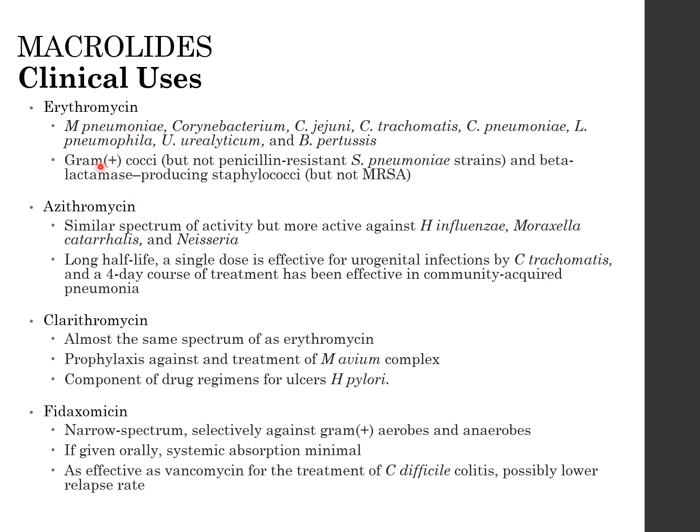So the macrolides, we have erythromycin. It is very good for Mycoplasma pneumoniae, Corynebacterium diphtheriae, Campylobacter jejuni, Chlamydia trachomatis, Chlamydia pneumoniae, Legionella pneumophila, Ureaplasma urealyticum, and Bordetella pertussis. Erythromycin is also good for gram-positive cocci, but not for penicillin-resistant Streptococcus pneumoniae strains, and also for beta-lactamase-producing staphylococci, but not for methicillin-resistant Staphylococcus aureus.